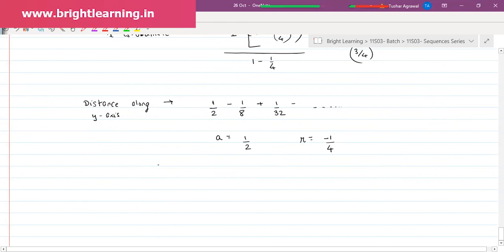So S infinity of this sequence is first term times 1 minus r raised to infinity. R is a proper fraction, so I will neglect r raised to infinity because it is 1 minus 0 only. And the denominator will be 1 minus r, 1 minus negative 1/4. So this is half upon 5/4, which turns out to be equal to 2 upon 5.